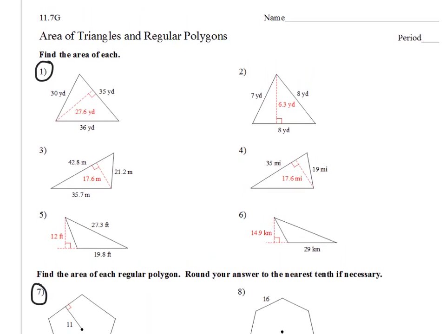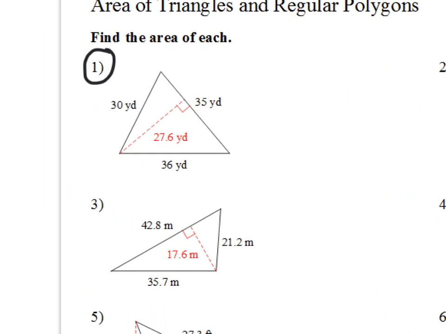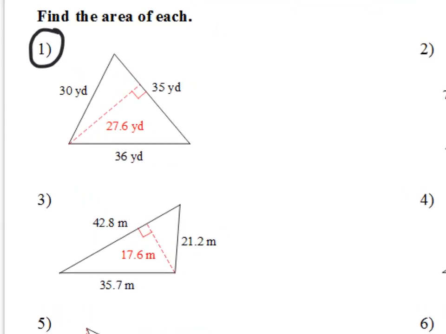Okay, this video is for 11.7G, area of triangles and regular polygons. In notes on day 3, we talked about the area of triangles and regular polygons, and just like the last few days, we have formulas for the areas of these specific shapes. We want to know the formulas and then apply them correctly, and we'll be able to find the area. So, let's start with problem number 1.